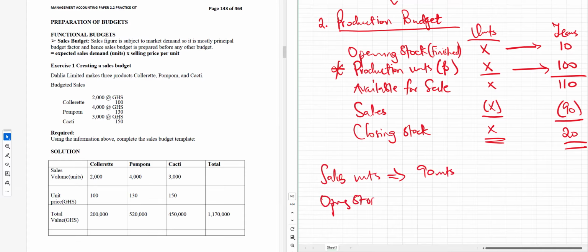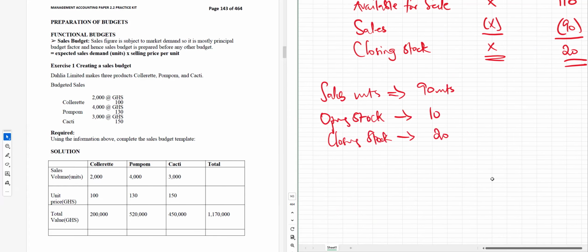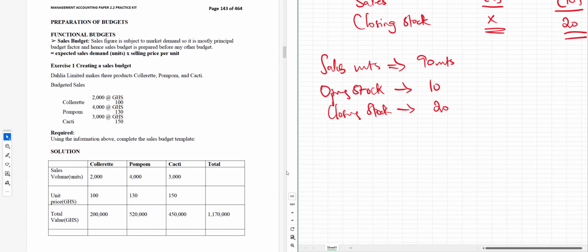Our opening stock is 10 units. And then our closing stock is what? 20. So they want how much we should produce, right? How do you get how much you should produce? You can put it in this formula I taught you and work back, but it can take time.